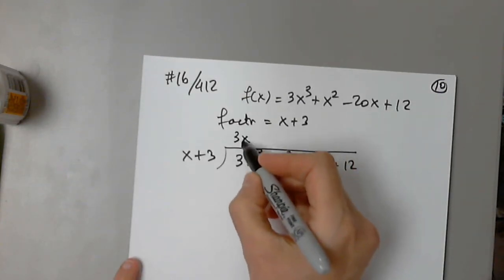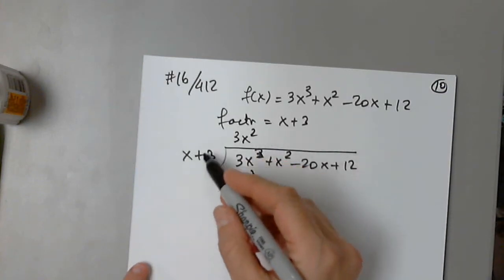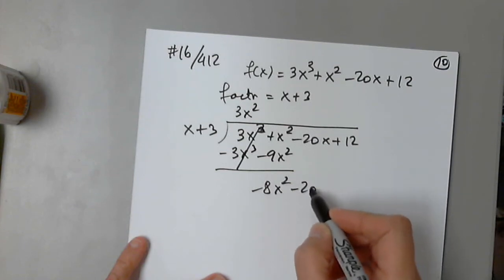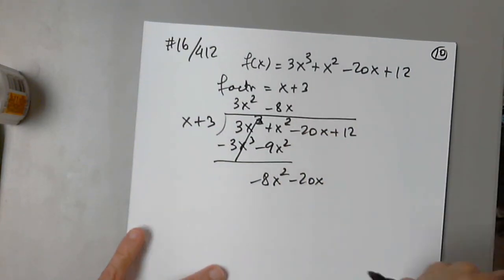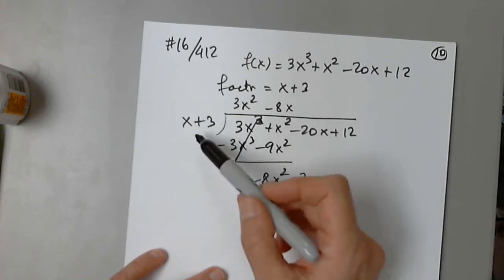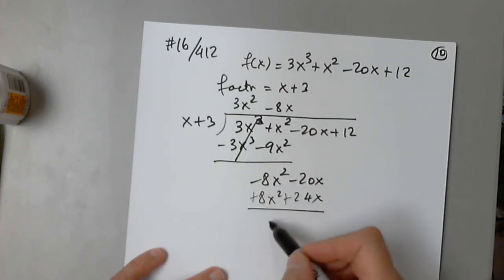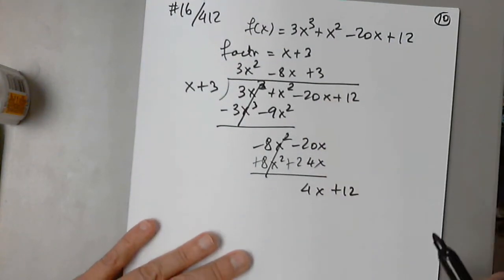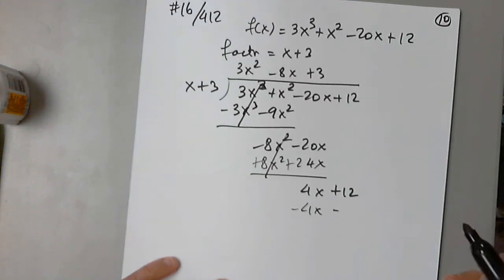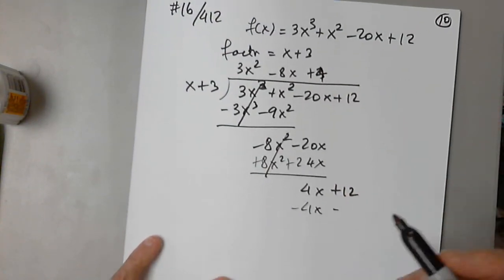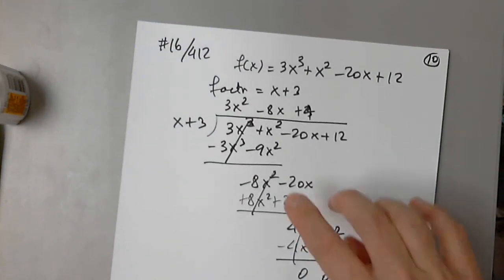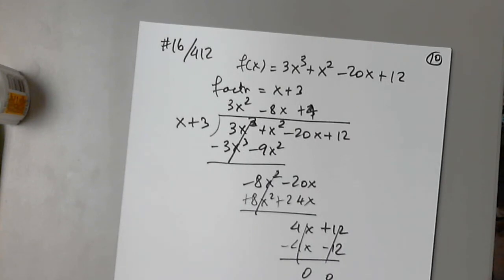So then this is 3x squared minus 3x cubed, positive, so minus 9x squared, negative 8x squared, bring down the next in line, negative 8x, positive 8x squared, negative 24 plus 24, 4x and plus 12, and here it is, the 3. Negative 4x, negative 4x and minus 12. Where did you get the 8x squared from? Oh, I see. So indeed the remainder was 0 as expected.